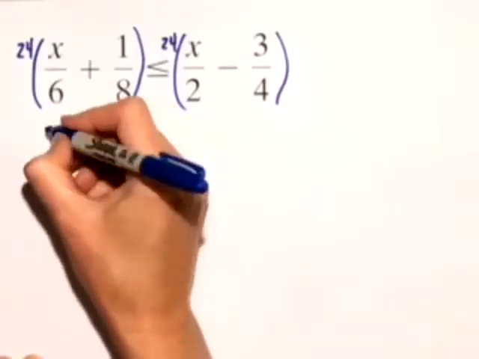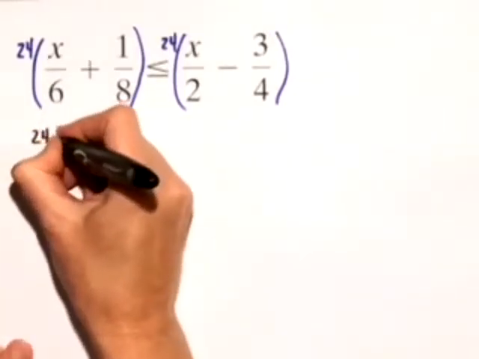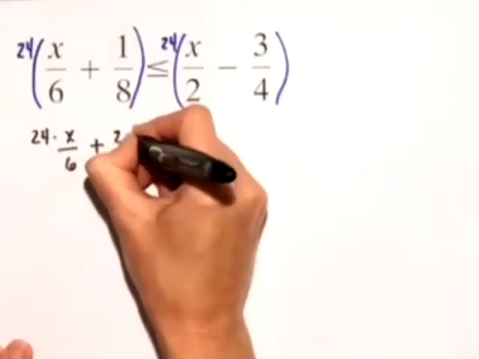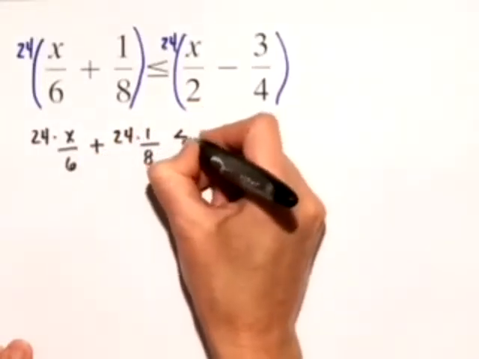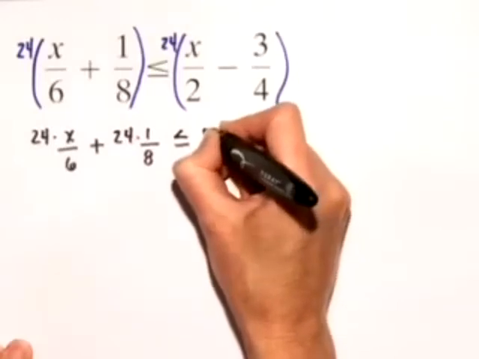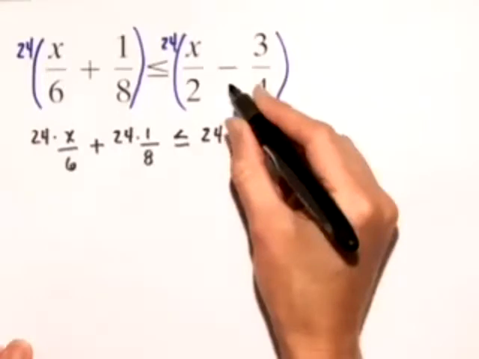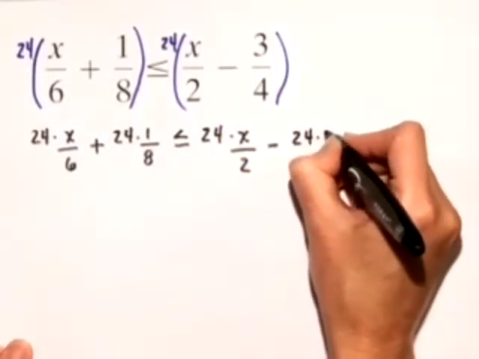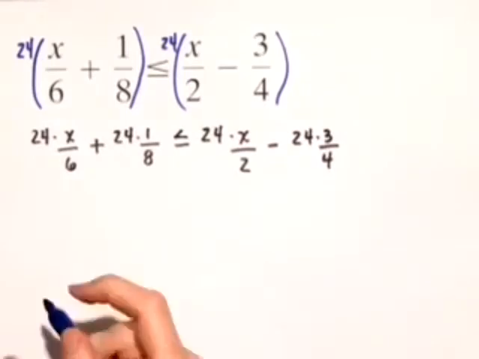So when we do that, we're going to have 24 times x over 6. We distribute through and we get plus 24 times 1/8 is less than or equal to, on the right, 24 times x over 2. Again, distribute the 24 through and we get minus 24 times 3 over 4. So now, let's go ahead and cancel out any like factors.